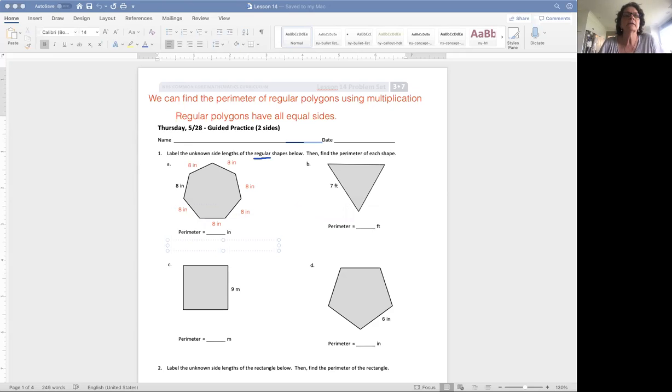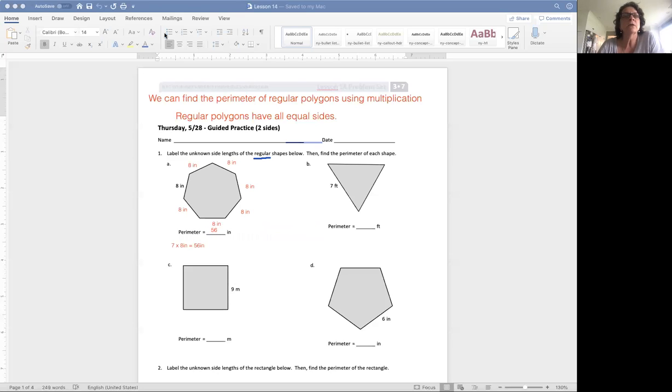We can write, I'm going to make this a little bigger so you can see it, we can write 7, which is the number of sides, times 8 inches, which is the length of each side, and get our answer. And so 7 times 8 is 56 inches. And that's how we find the perimeter of a regular polygon. So I'm going to go ahead and put my answer in this blank there. 56 inches. And let's go on to B.